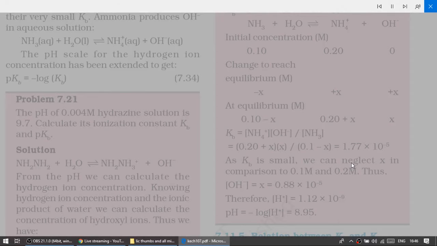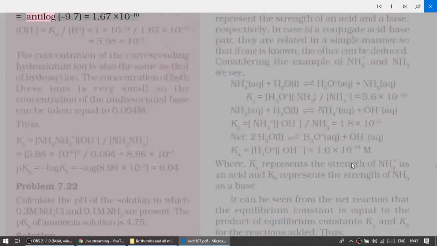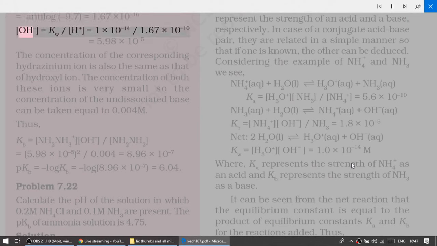Thus we have [H⁺] = antilog(−pH) = antilog(−9.7) = 1.67 × 10⁻¹⁰. [OH⁻] = Kw/[H⁺] = 1 × 10⁻¹⁴/(1.67 × 10⁻¹⁰) = 5.98 × 10⁻⁵. The concentration of the corresponding hydrazinium ion is also the same as that of hydroxyl ion.